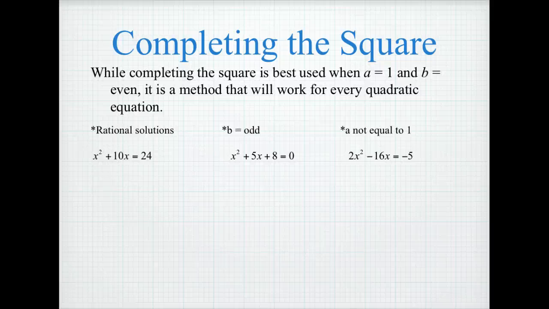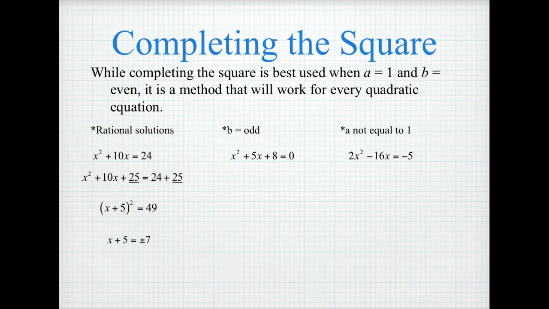Taking the coefficient of our linear term, the value of b is 10, dividing it by 2 and raising it to the second power gives us 25. Factoring the left side of the equation while simplifying the right leaves us with the quantity of x plus 5 squared equals 49. Now at this point, notice the right side of the equation is a perfect square.